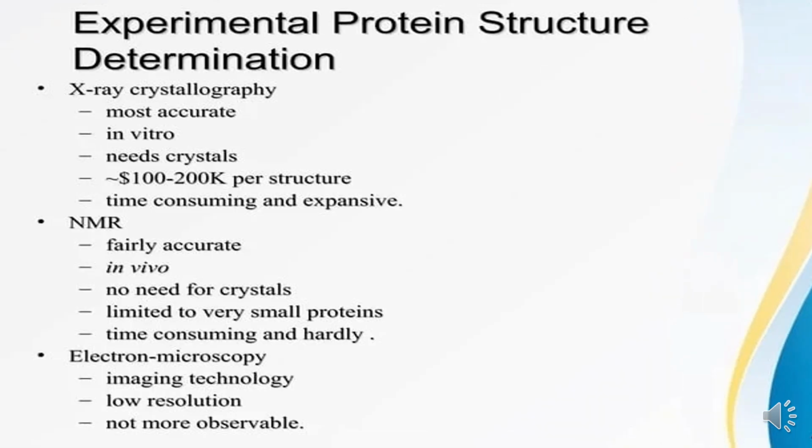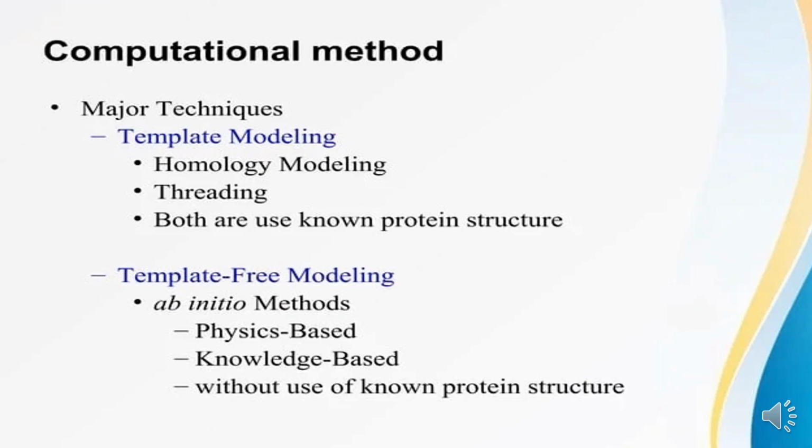Experimental protein structure is determined by three methods, such as X-ray crystallography, NMR, and electron microscopy. The computational methods involve major techniques such as template modeling, homology modeling, and threading, and both are used to identify a known protein structure. And the template-free modeling and ab initio methods, which are based on knowledge, are used without knowing the protein structure.